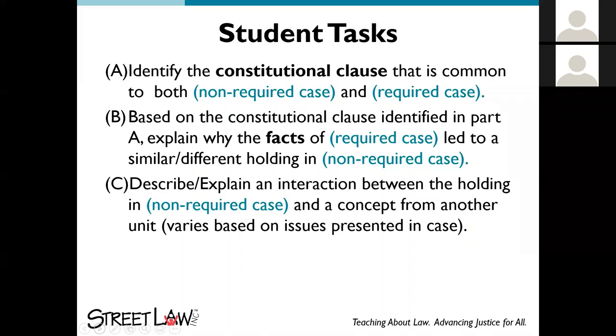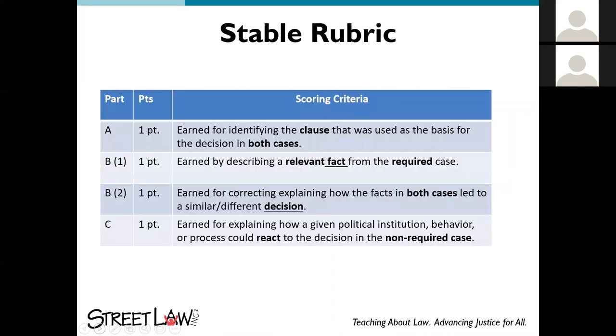And then based on what you identified in A, explain why the facts led to a different or similar holding. And you, of course, would be able to choose, knowing which your comparison case was at that point, if it was a similar holding or a different holding. And then C, again, is sort of a wild card. So if you were really just trying to assess whether or not they learned the comparison part, you could leave C off, or you could bring in something from another unit. Generally, you have to look and see what the case is about to decide what makes sense for C. Again, there's a stable rubric, so it would be easy to assess that information.